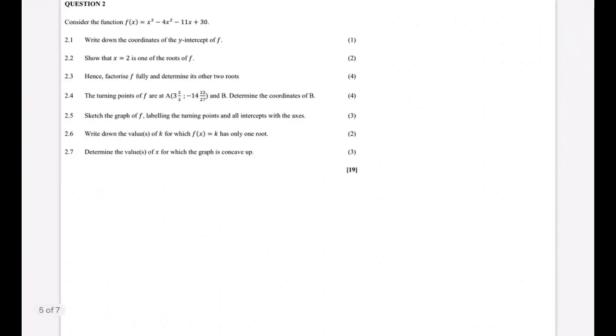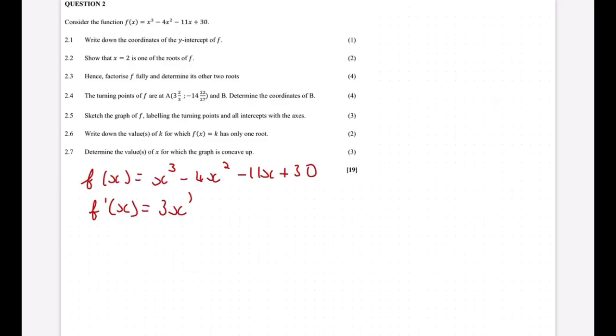Now, question 2.7 is asking us about when the graph will be concave up. Now, we know that it's very important for us then to find the point of inflection. Okay, we've looked at the point of inflection in a video that we have on sketching cubic graphs. So if you haven't given that a watch and you don't know how to find a point of inflection, make sure you give it a watch.